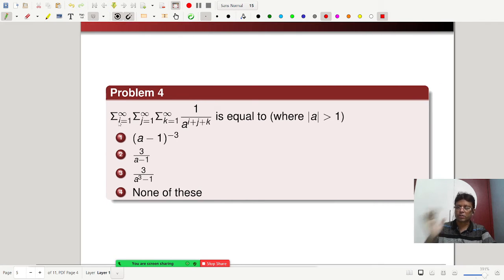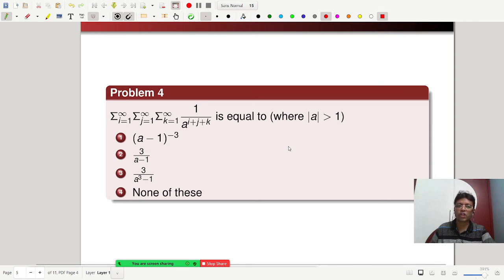You have 3 summations. Summation i equal to 1 to infinity, summation j equal to 1 to infinity, summation k equal to 1 to infinity, 1 over a to the power i plus j plus k, and you have to find the summation. It maybe looks very awkward and complicated, but don't worry, it is very simple to solve. There may be some questions like this, so you have to attempt that summation. It is given that mod a is greater than 1.